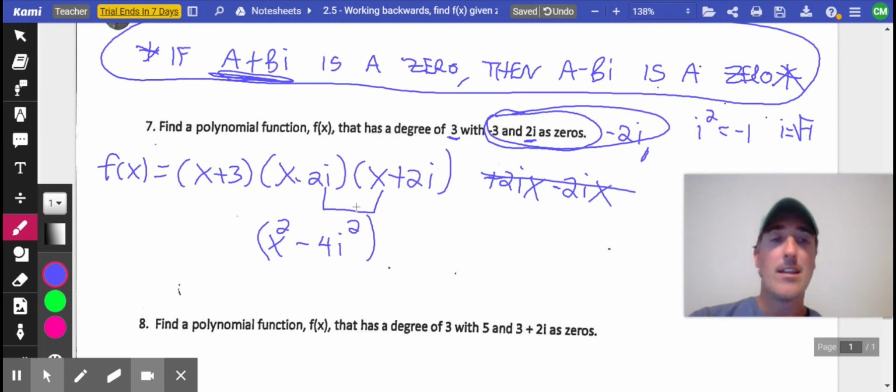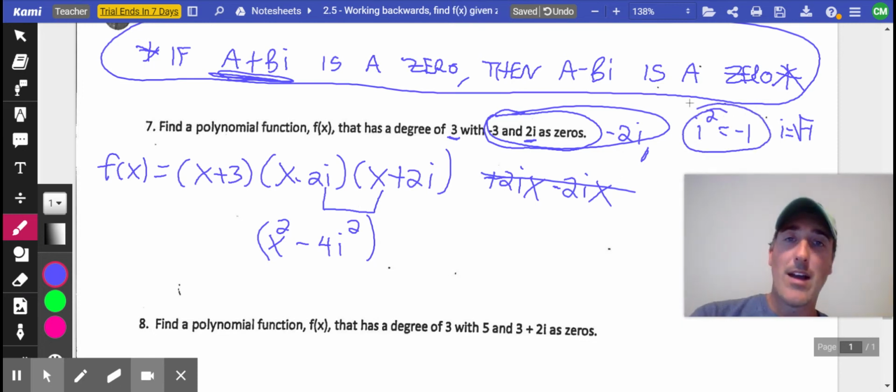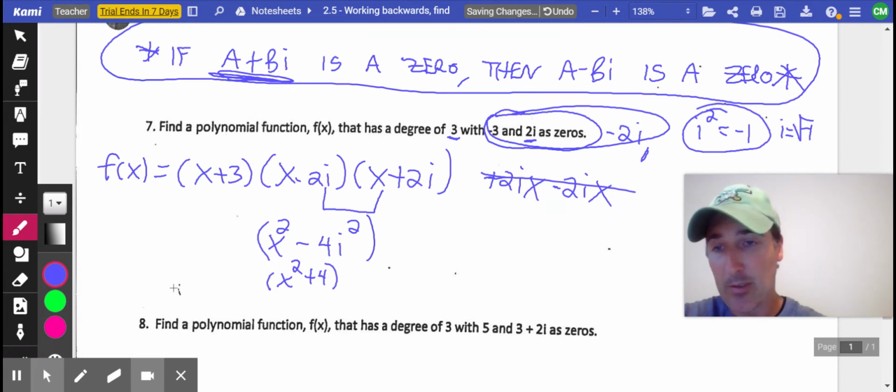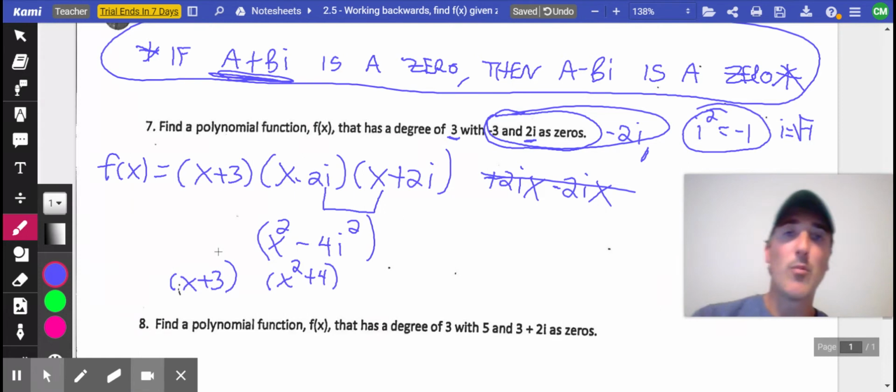All right. Now this is where I could go back to this. Whenever you have i squared, that's -1. So you can just change the sign that's before. If this is really -1, when I multiply it with -4, it becomes +4. So I'm just going to change this to x squared plus 4. And then I'm just going to bring down this x plus 3. So when you multiply those complex conjugates, the i's go away.